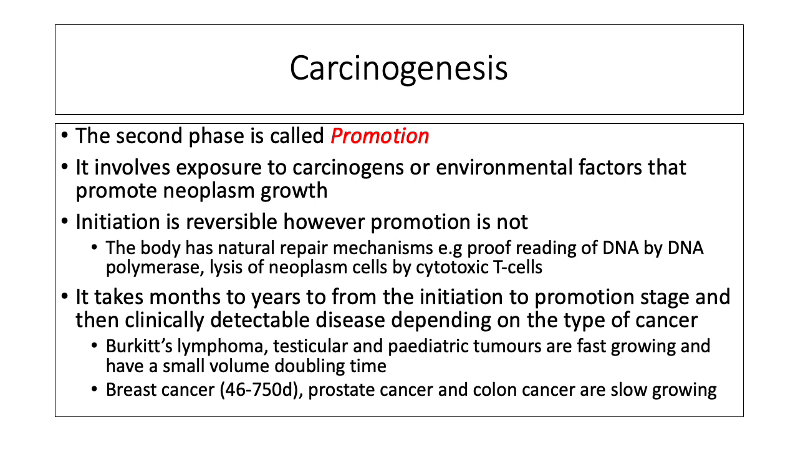So it can take months or years to move from initiation to the promotion stage, and then to clinically detectable disease, depending on the type of cancer. So cancers can actually take a pretty significantly long time before they actually appear clinically. We've got some examples of fast-growing cancers. For example, testicular cancer, Burkitt's, and pediatric cancers are generally fast-growing and have a small volume doubling time. On the other hand, breast cancer can take almost 3 years before it becomes clinical. And prostate cancer is also a slow-growing cancer, as well as colon cancer.